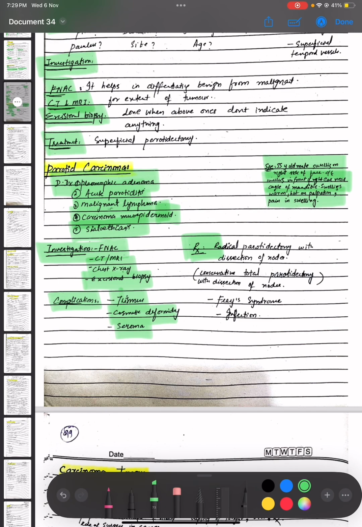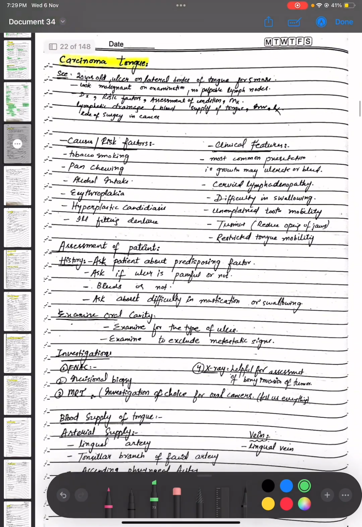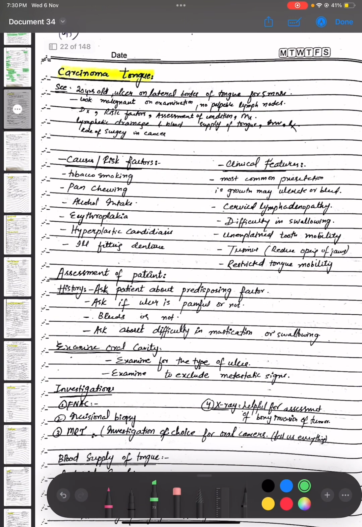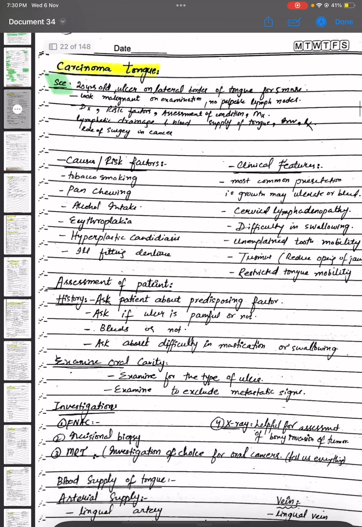Then we studied the parotid carcinoma, what are the differential diagnoses for it, and what are the investigations, complications, and treatment options. Now coming towards carcinoma of tongue. Okay, so for carcinoma of tongue, we have a scenario that is a 20-year-old, an ulcer is present on the lateral border of the tongue for 5 months. It looks malignant on examination. No palpable lymph nodes are present.